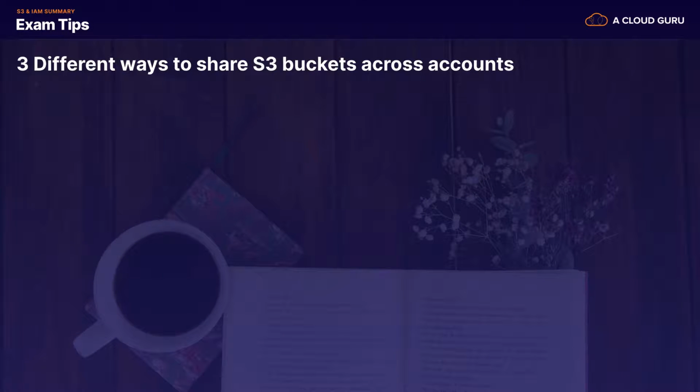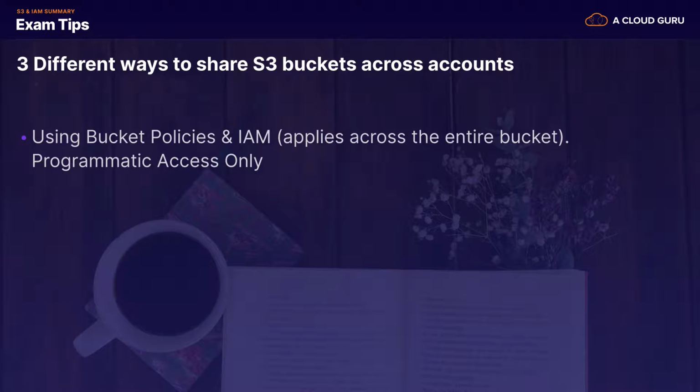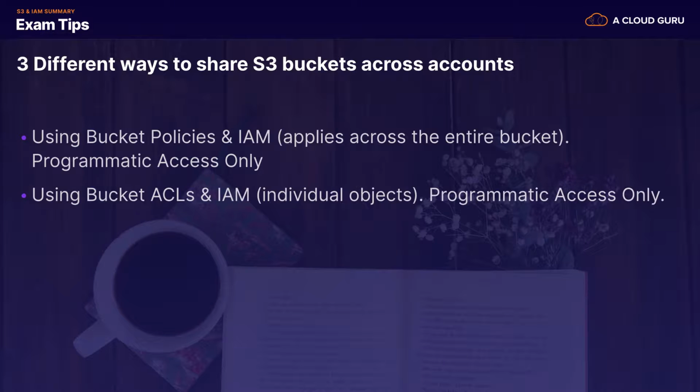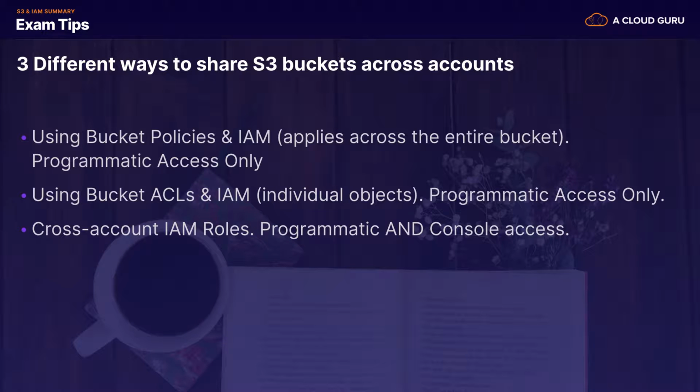And then just remember there are 3 different ways to share S3 buckets across accounts. We can do this using bucket policies and Identity Access Management. Because it's a bucket policy, it applies across the entire bucket, and it's programmatic access only. We can do this using bucket ACLs and Identity Access Management. Because we're using ACLs, this is on individual objects, and again, this is programmatic access only. And then there's cross-account Identity Access Management roles, and this is programmatic and console access, and that's what we did in that lab. We were able to go in and be in one AWS account and then assume a role and then go into another AWS account and create a bucket.